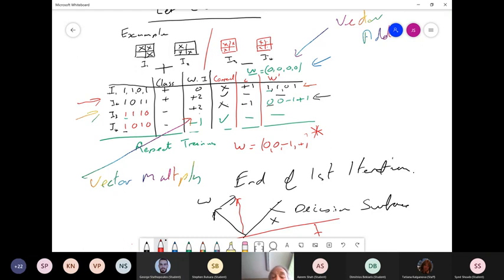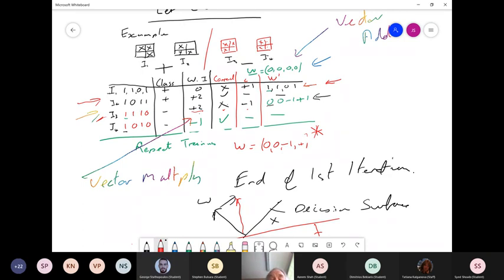So for the third pattern, we're using the weight vector here and this pattern here. It is going to be 1 times 1 plus 1 times 1 plus 1 times 0 plus 0 times 1. It is +2, which is wrong. We have a negative class, so C becomes -1 and we have to subtract. It's a vector subtraction: we subtract this pattern from the weight vector.